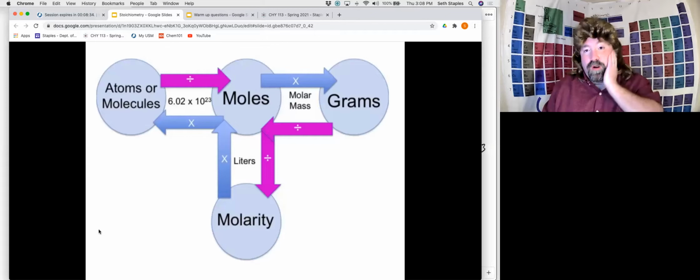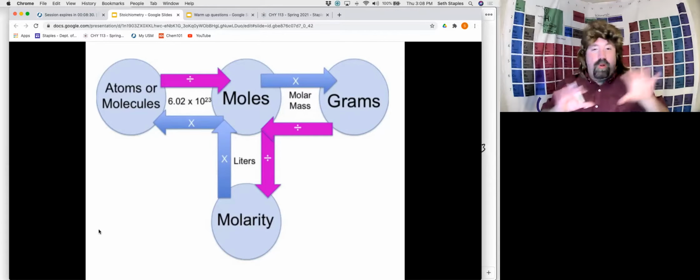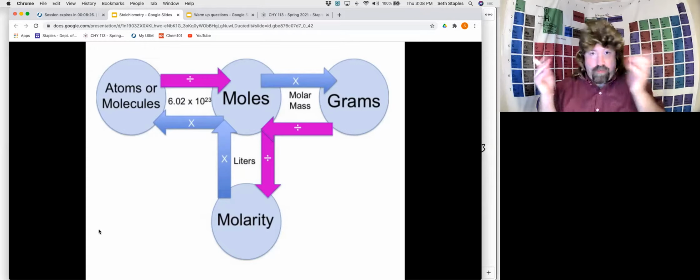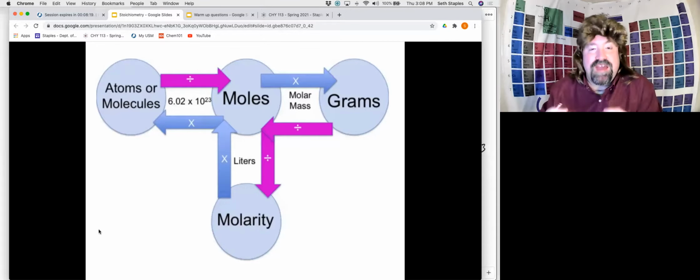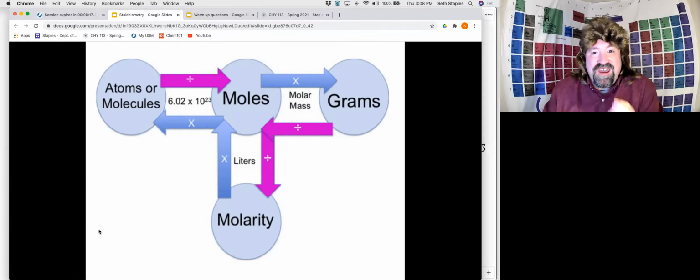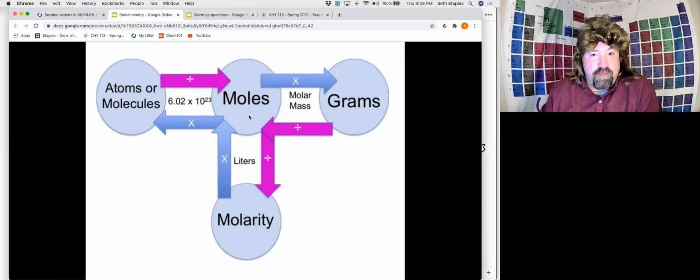I've shown this before. Again, this is how molarity fits into this whole pathway of converting to moles. Moles is still central. We're working with stoichiometry here, where moles are central to every single calculation that we do. Molarity now just gives us another tool, another way to be able to get there. So we can use molarity to get back and forth for a number of moles.